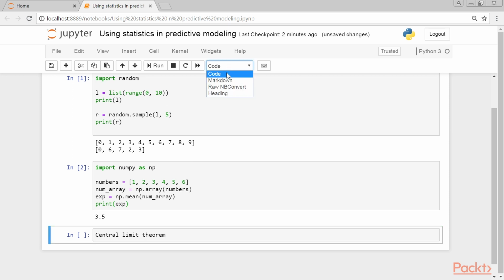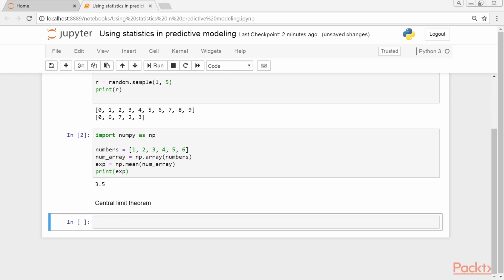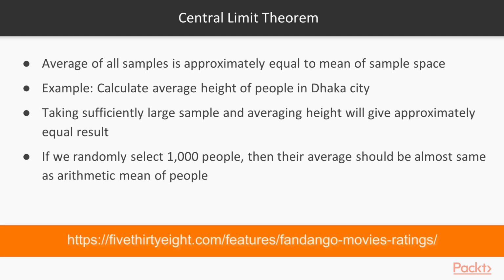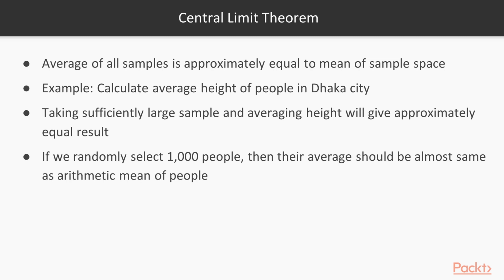The central limit theorem is one of the fundamental theorems in statistics. It states that the average of all samples of a sufficiently large sample size with independent and identically distributed variables is approximately equal to the mean of the sample space, regardless of the size of the distribution, with a finite variance level. A simple example would be to calculate the average height of people in Dhaka City.